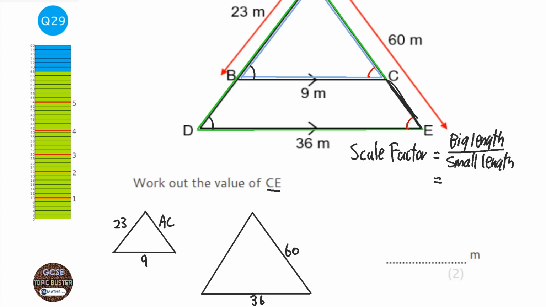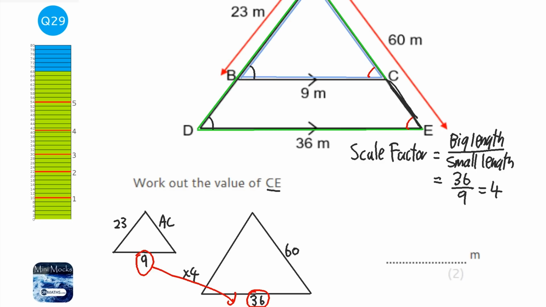Okay, so the two I'm going to pick is obviously the bottom two. And we're going to find out what we times 9 by to get to 36. So 36 over 9. And that's obviously going to be 4. Okay, because 4 times 9 is 36. So we know we times that by 4, so the scale factor is 4.